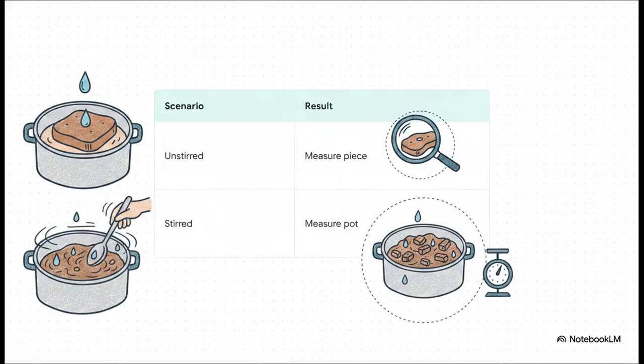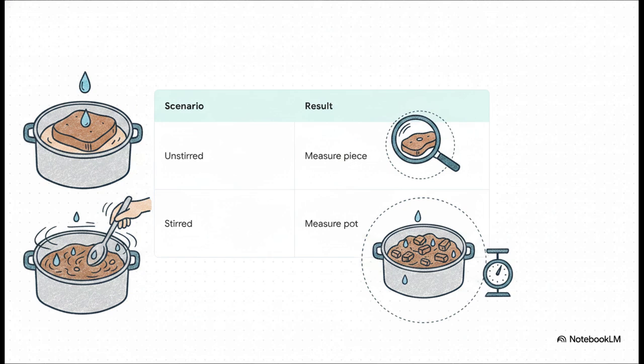Now let's account for the actual physical mechanics of cooking, because the text makes a really sharp distinction here based entirely on movement and time. Let's say a drop of milk falls onto an unstirred piece of meat just sitting in a pot. That specific piece absorbs the flavor immediately, so you measure that 1:60 ratio against that single piece alone.